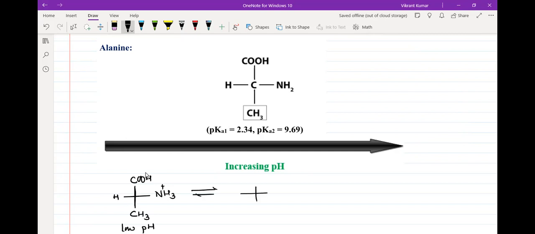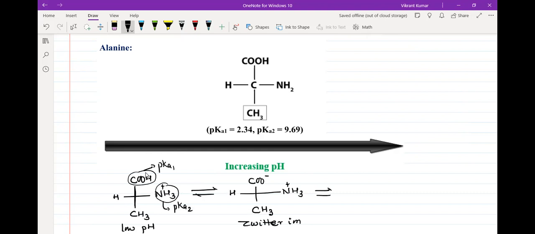I increase the pH, who will lose H plus first? COOH, sorry. This will become COO minus and this will remain as NH3 plus. Now this has become the zwitterion. Again we are saying that we are calling this pK1 and this pK2. Okay. So next time NH3 plus will be losing its H plus, and that's why it will become NH2, and this will become COO minus, and this is an anionic form of this amino acid.